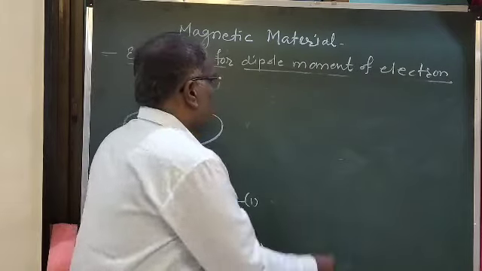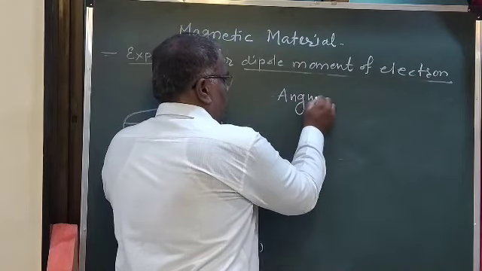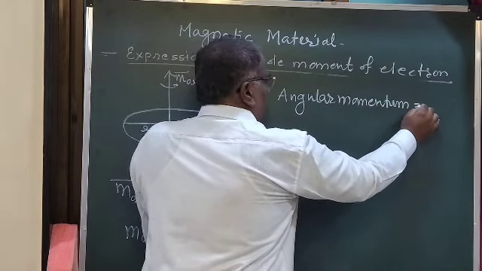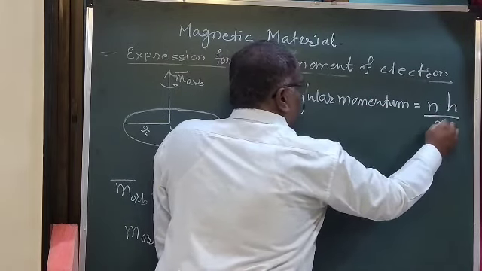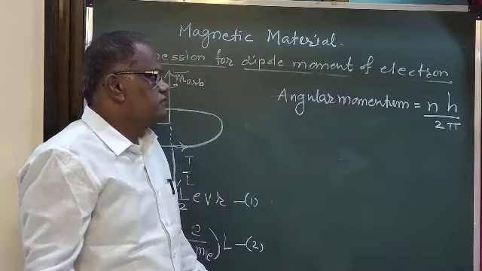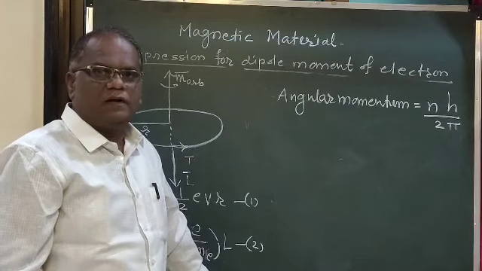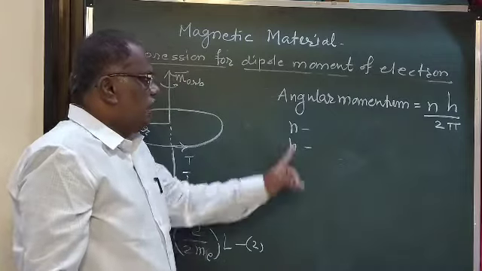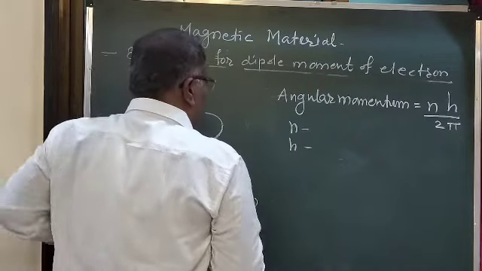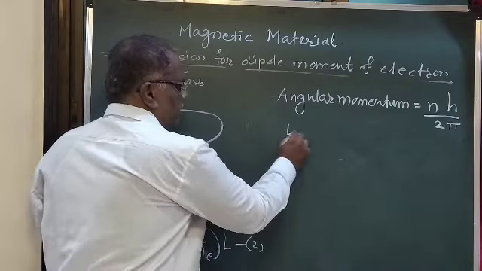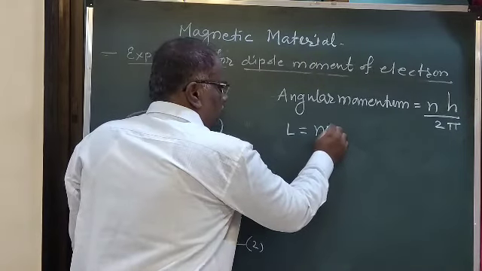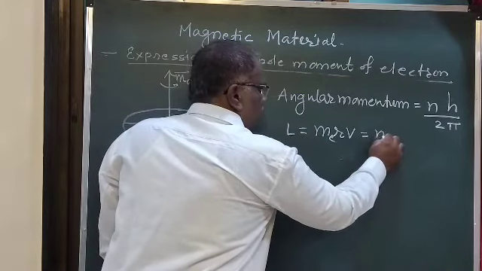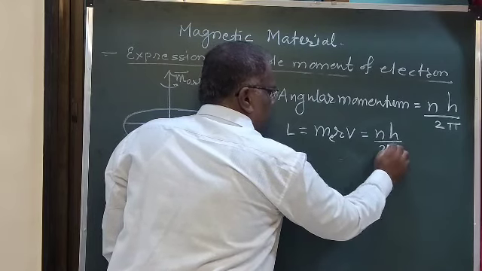From this equation we can write angular momentum is equal to an integral multiple of h upon 2 pi. Here n is the principal quantum number and h is Planck's constant. And we know that angular momentum is L. It is equal to m_e r v, which is equal to nh upon 2 pi.